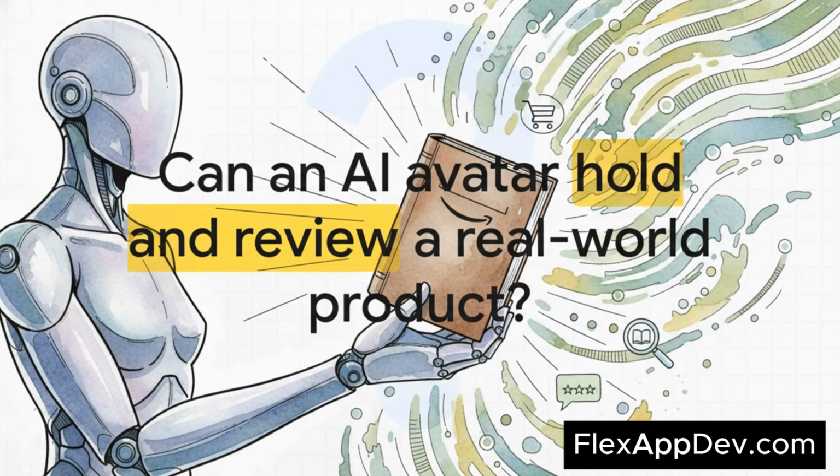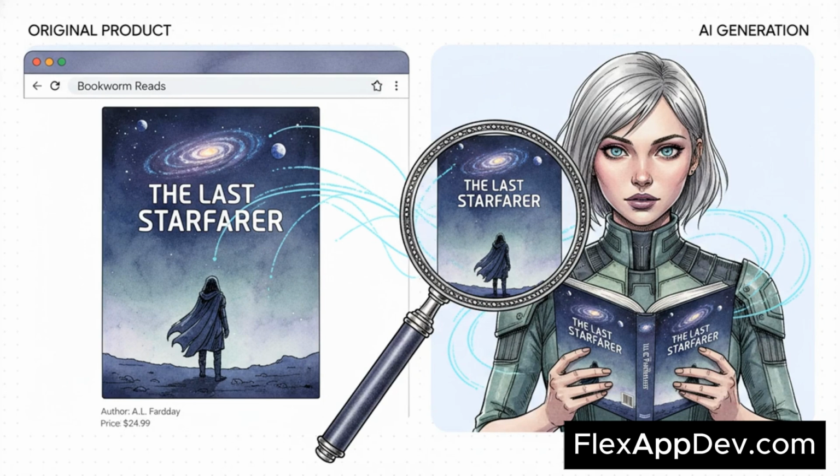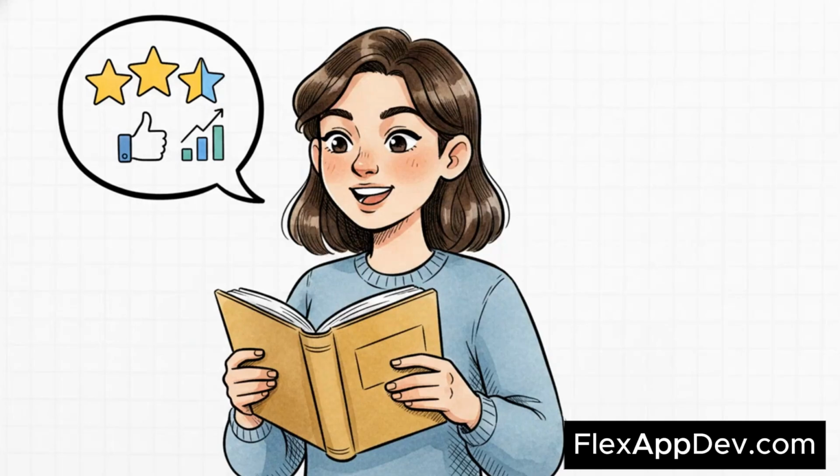All right, let's really push things. Could an AI avatar, say, hold and review a specific book from Amazon? You bet. You just need a style reference and a picture of the product, and you can generate the scene. And look at this. The AI copies the book cover almost perfectly. Even the tiny text is there. Then it's back to our tools. We just use the same steps to make her talk about the book she's holding.